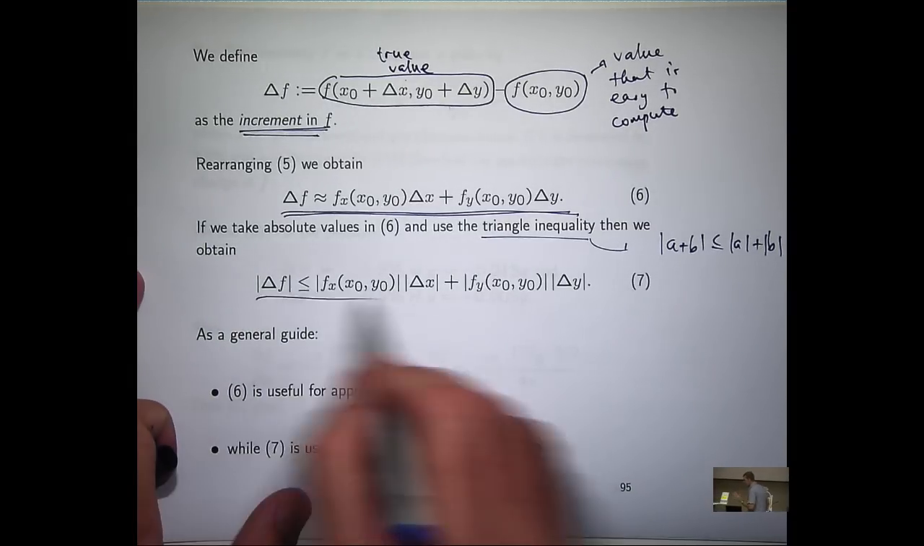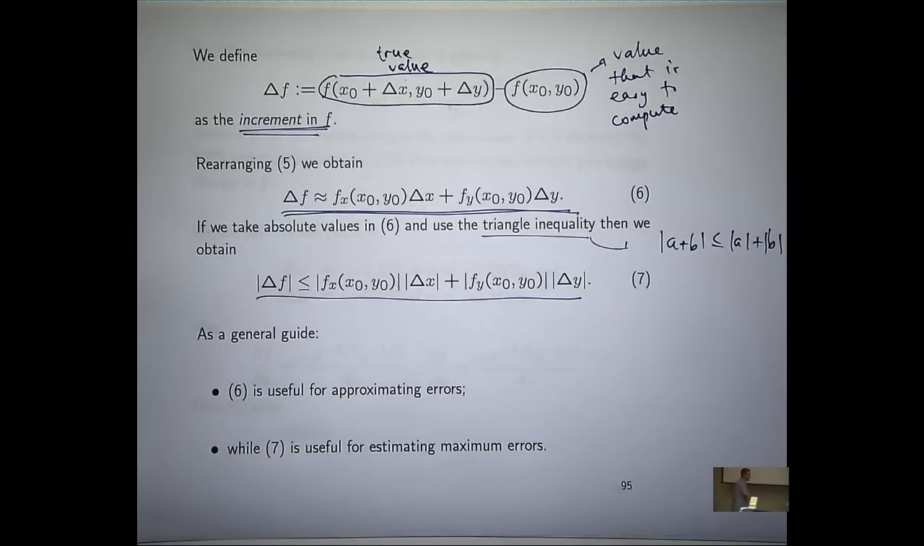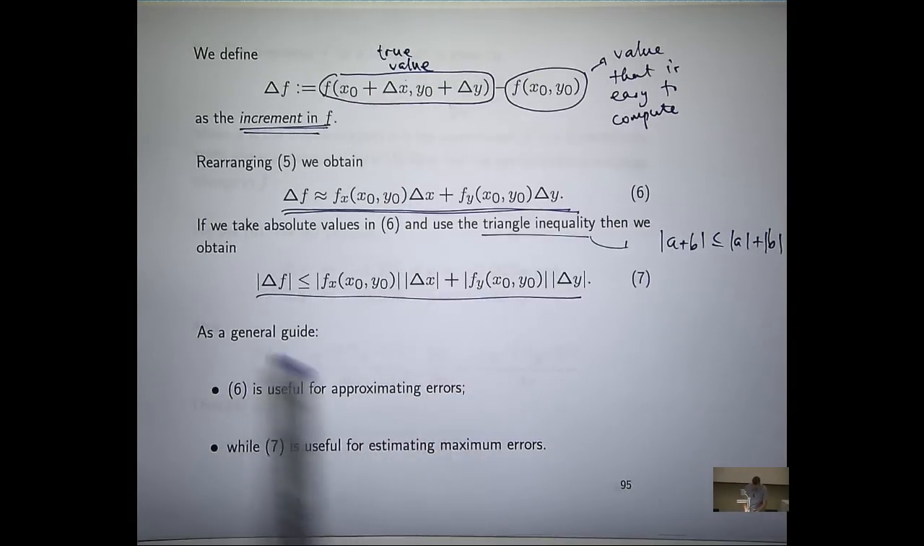So 6 and 7, from a practical point of view, are really what you want to remember, what you want to call on when you're asked to do these error estimation problems. Okay? You don't need to remember them both. All you really need to do is remember 6. Okay, if you know 6, you can get 7 just using the triangle inequality. Now, as a general guide for the practical use of these two, 6 is useful for approximating errors, while 7 is useful for estimating maximum errors. So 7 would be used when you want to see, well, what's an upper limit on the worst case scenario, the largest error.